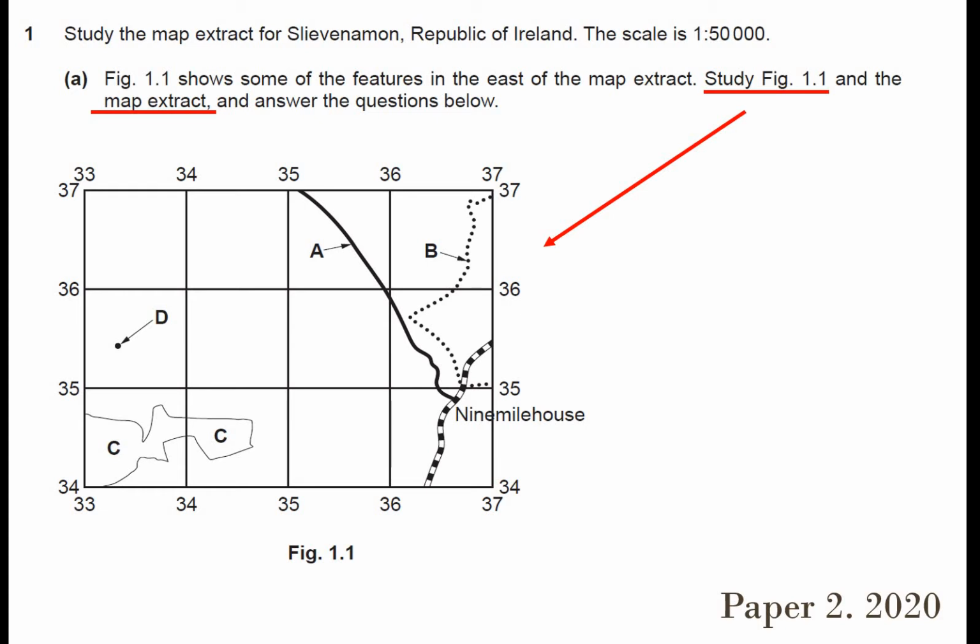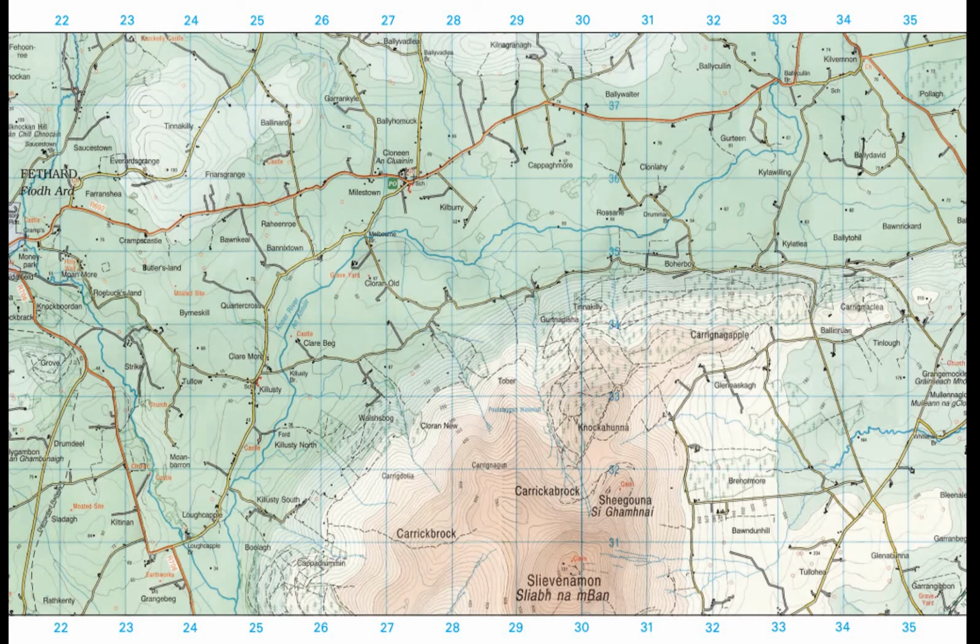This shows some of the features in the east of the map extract. Study figure 1.1 and the map extract. So those 2 below. I know that might be very difficult to see. The OS maps that you're actually given are real OS maps. They're printed in colour. They can be very complicated. You don't need to understand every aspect of it in many ways to interpret it. You just need to understand some of the basics, really.